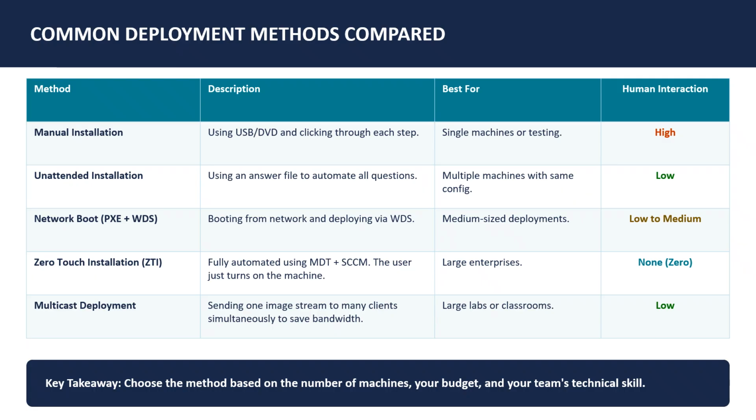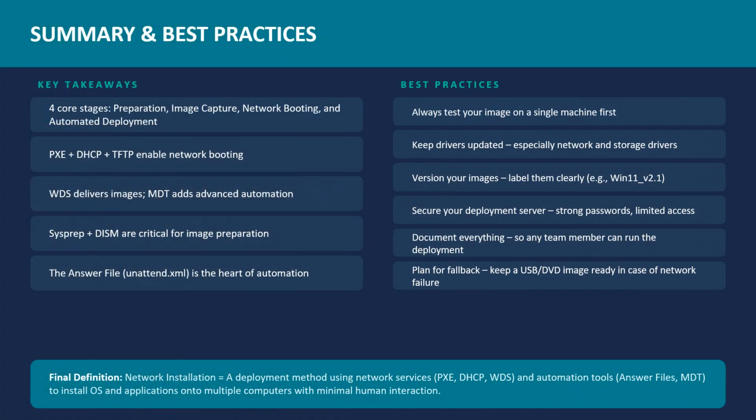A network installation has 4 core stages: preparation and planning, image capture and storage, network booting using PXE, and automated deployment using answer files. PXE, DHCP, and TFTP work together to enable network booting. WDS delivers the images, while MDT adds advanced automation capabilities. Sysprep and DISM are critical for image preparation, and the answer file, unattend.xml, is the heart of automation.